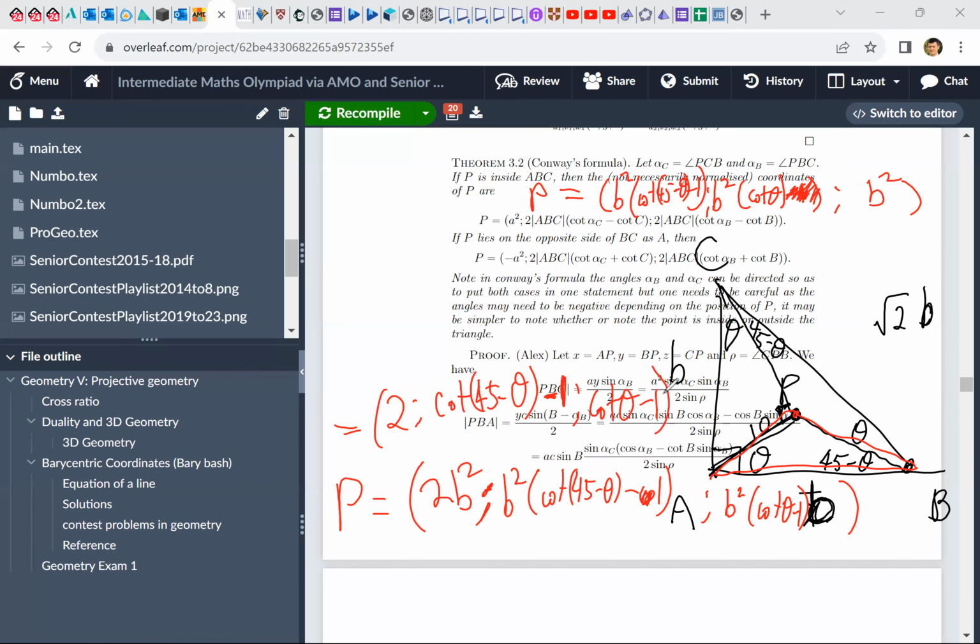So this one you can get rid of the b squared, right? Yeah. And the other one you can get rid of the b squared as well. Correct, sir. So for the other one you get cot 45 minus theta minus 1. Cot theta, and just 1. So the scale, as I said, is cot theta minus 1.